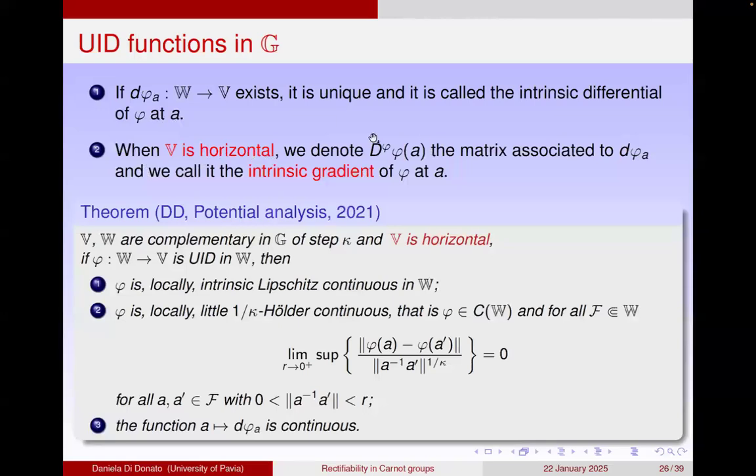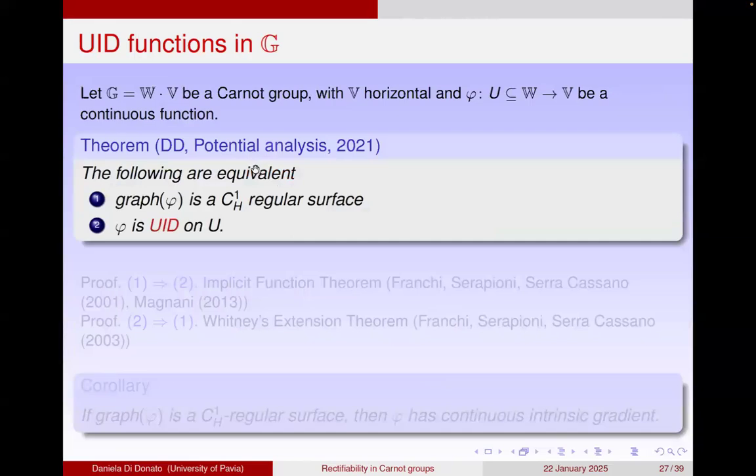When V is horizontal, the matrix associated to the differential of phi at A is called the intrinsic gradient. The UID condition implies, when V is horizontal, that phi is intrinsically Lipschitz continuous. It implies that phi is little 1 over k Holder continuous, where k is the step of the Carnot group. Little meaning that it is Holder continuous, but the constant is infinitesimal. Finally, the UID condition implies that the intrinsic differential of phi at A, or intrinsic gradient, is continuous. So this is the first result.